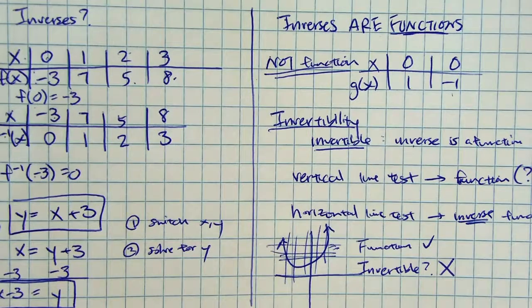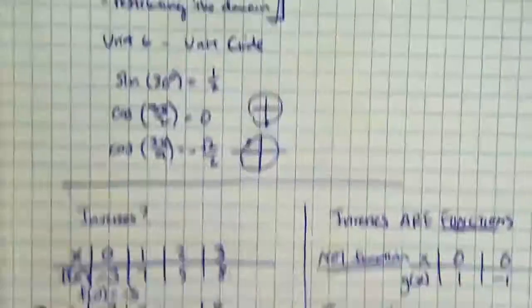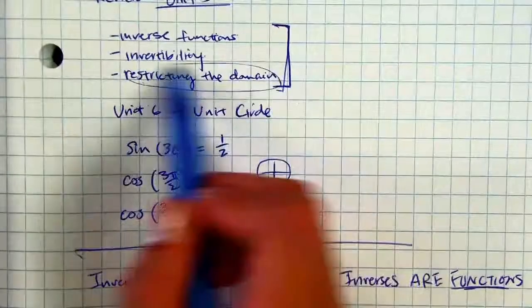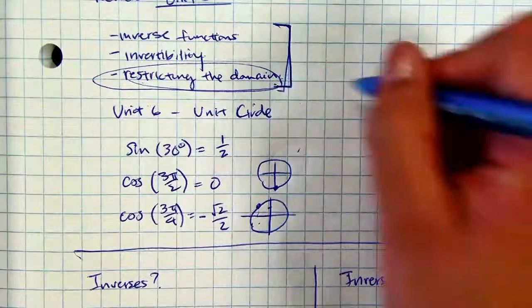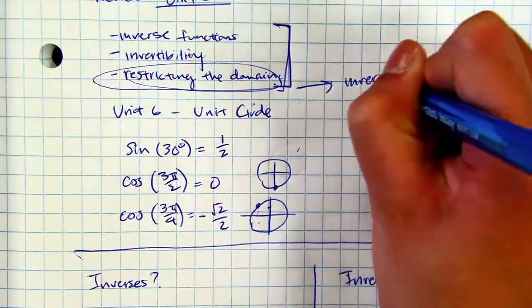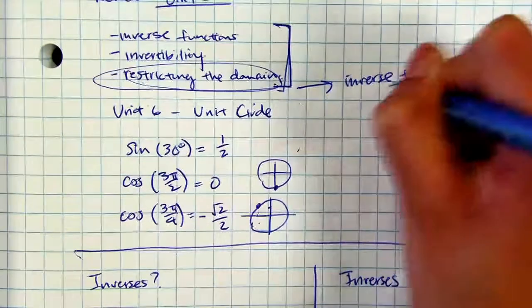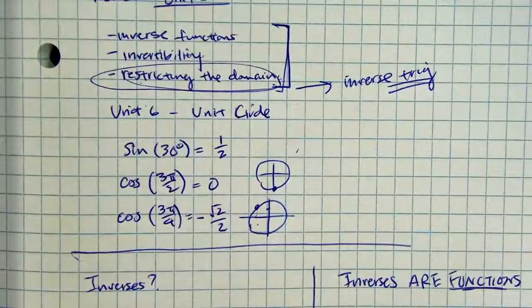So I'm actually going to cut this video a little bit short. I'm going to talk about my last point, which is called restricting the domain. And once I come back to this topic, I'll be able to jump straight into finding the inverse trig functions. Okay, so I will come back in the next video. Make sure you watch all of the videos in sequential order.